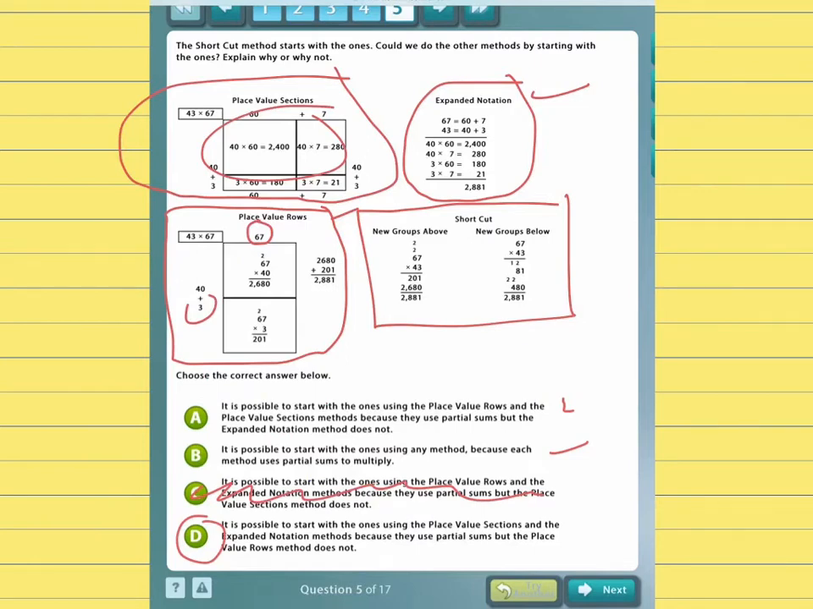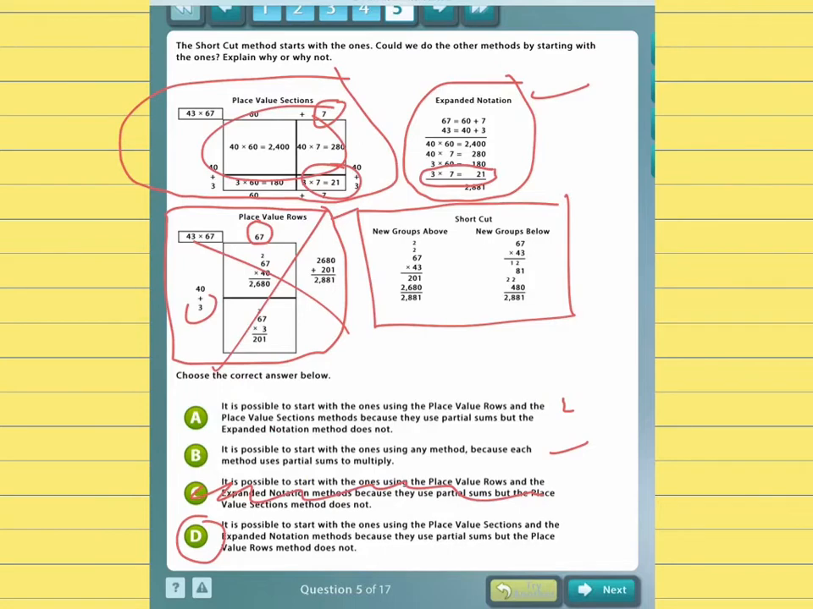I think you only start with the ones here. When you multiply, you could do ones times ones, and over here you could do ones times ones. And of course over here you can do 1 times 1. So I don't think place value rows starts with the ones. But again, I don't think this problem is really that valid. I think you should just look at the view example and find out what they want you to know.